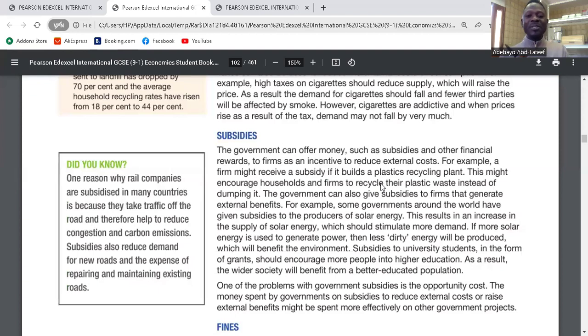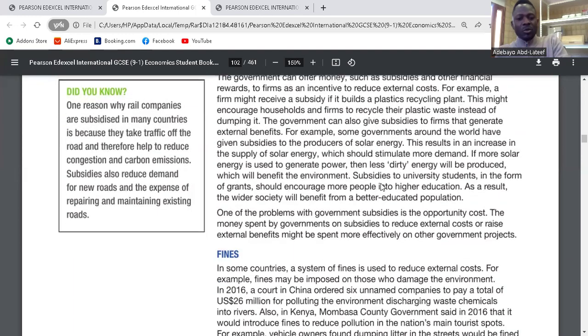So this is all about subsidies. Subsidy would help to encourage the consumption and the production of goods that will help the society. Taxes will discourage the consumption and the production of goods that are a detriment to the society, that are harmful to the society. Okay?